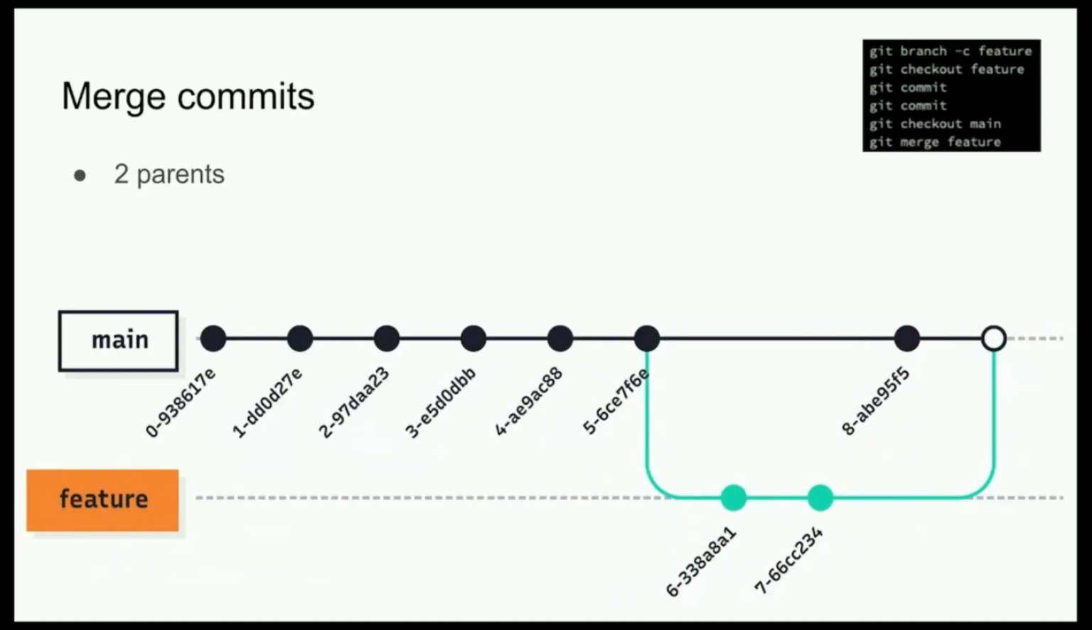There's a special case here where there's 2 parents of a given commit, and this is anytime you do a merge. These are special commits called merge commits. They're added to your repository on your behalf. So this commit with an open circle is the merge commit. You see it has 2 parents here. The parents are 7 and 8.